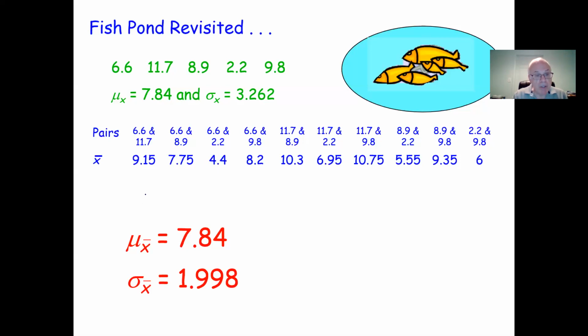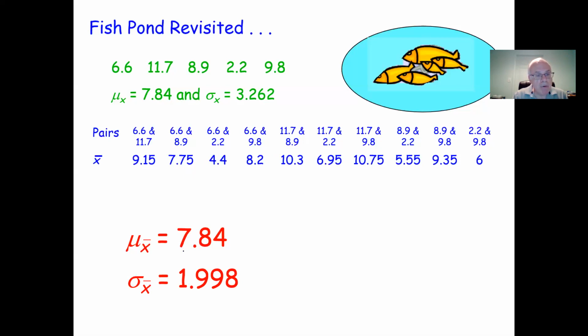This is the standard deviation of these 10 numbers. Notice we use sigma here because it's a population of sample means. Okay, so we're using sigma X bar, 1.998. Now notice something really interesting.